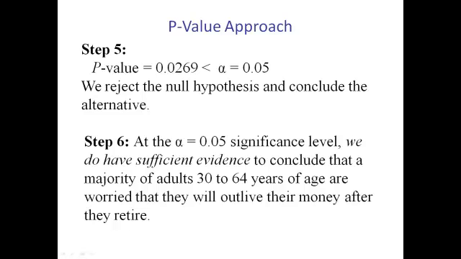And so in step 6 we say, at the alpha equals 0.05 significance level, we do have sufficient evidence to conclude that a majority of adults 30 to 64 years of age are worried that they will outlive their money after they retire.